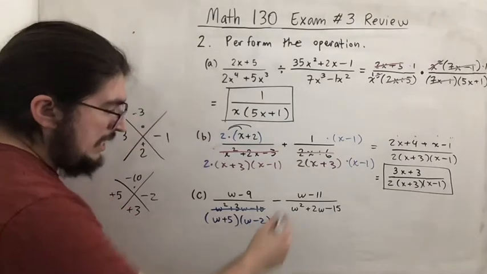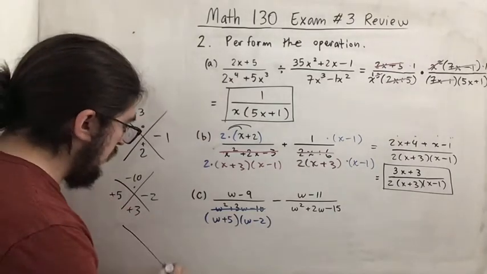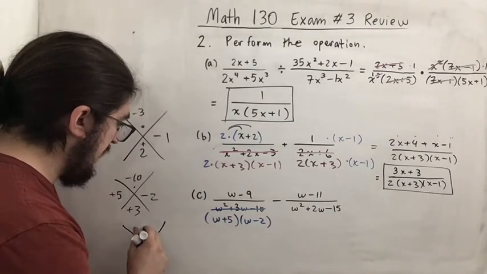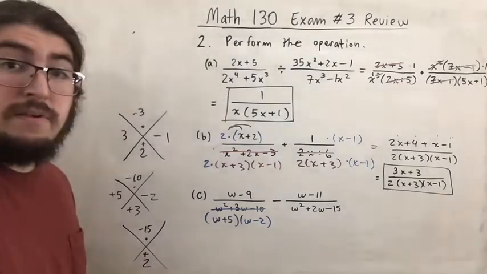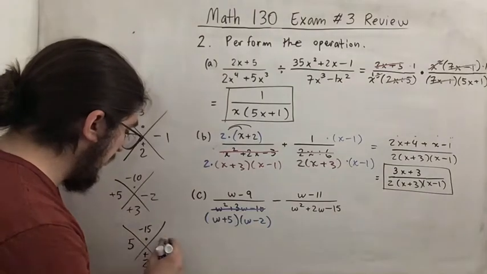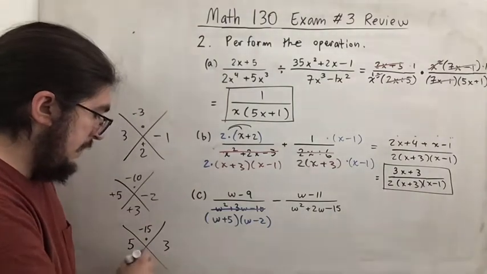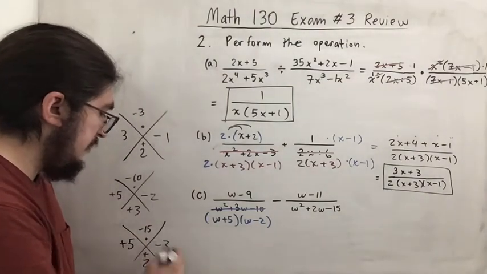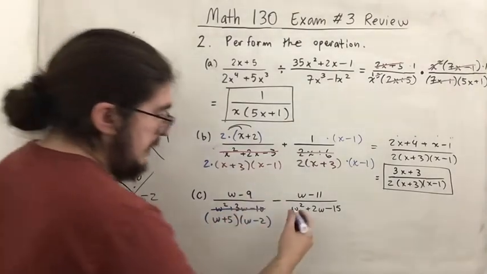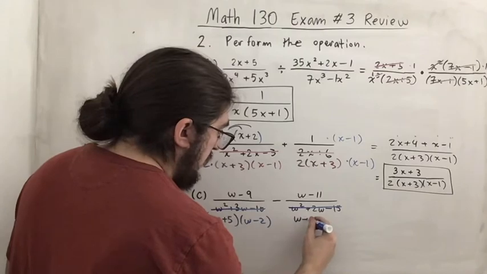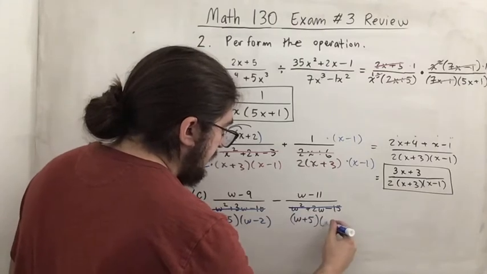Perfect. And now this guy, what two numbers multiply to negative 15 and add to positive 2? 15 is 5 times 3, that's what comes to mind for me. Changing the signs to make them add to positive 2 will be positive 5 and negative 3. So that's x plus 5 and x minus 3. Well, it's really w, isn't it? So that's w plus 5 times w minus 3.